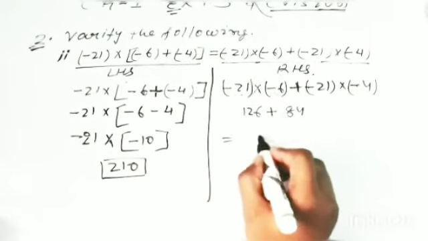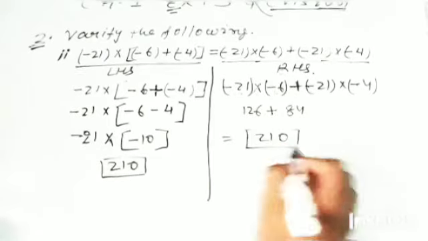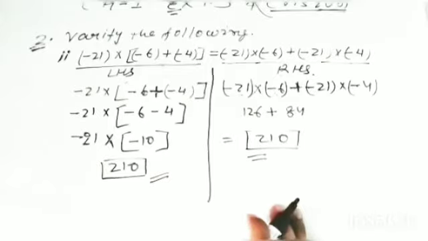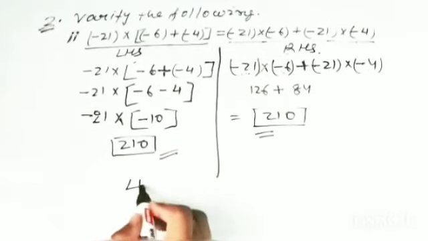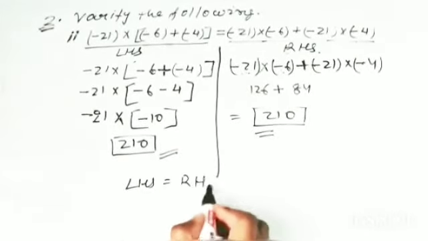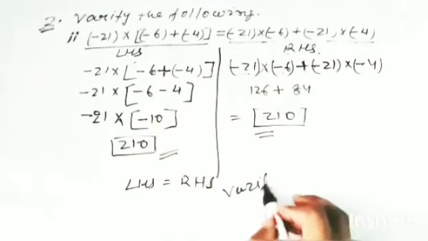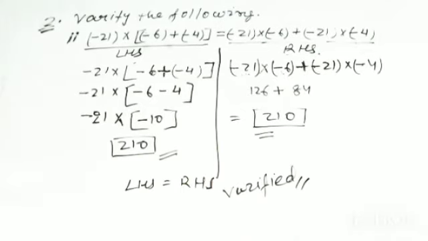It comes out to be 210. Here we see, children, LHS value and RHS value both are matching. So we can say LHS is equal to RHS. Hence, this statement will be verified. This is done.